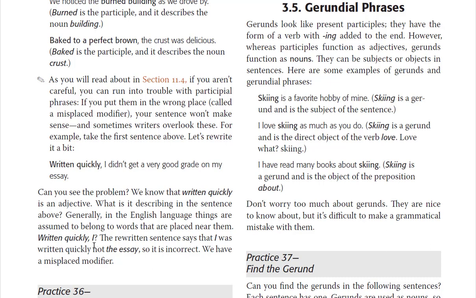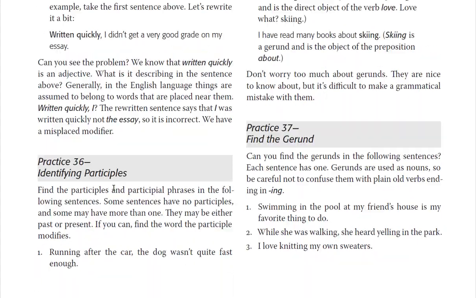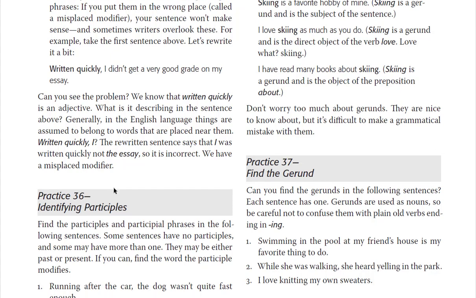So here, are you the one that suddenly becomes a piece of paper and someone's going to write a paper on your face? See, that's where it's wrong. So written quickly does not refer to I. Written quickly refers to essay. So therefore, this essay needs to be put over here. So yes, that is a misplaced modifier. Written quickly, the essay did not receive a good grade, or something like that. Written quickly, the essay did not get, that would be the correct answer to that question.